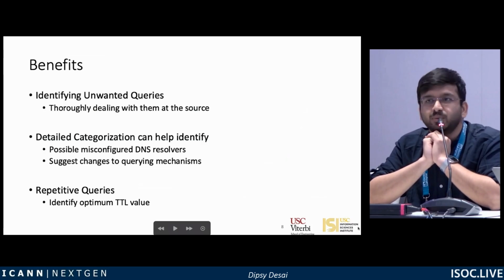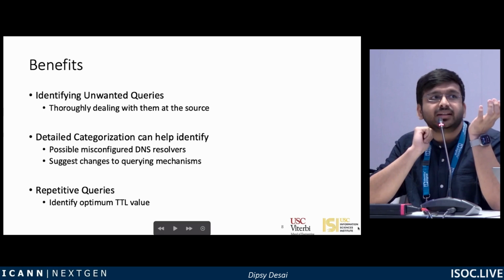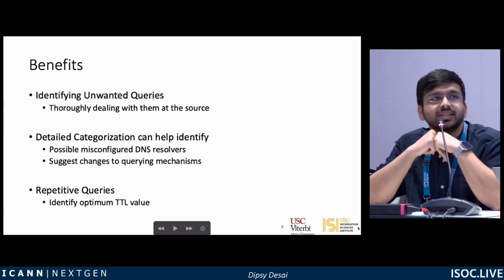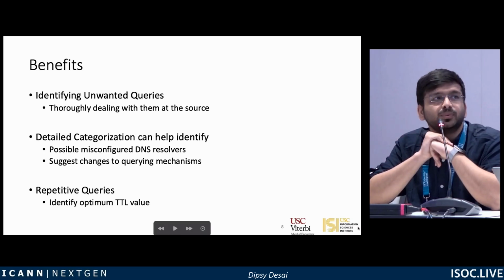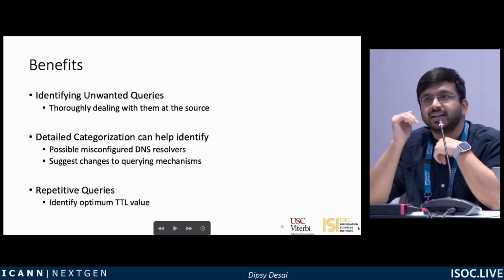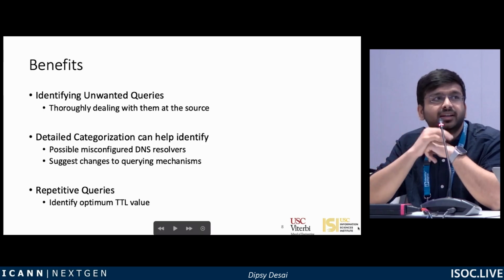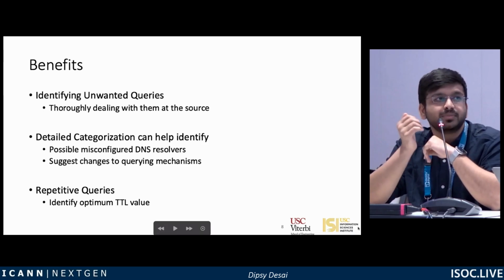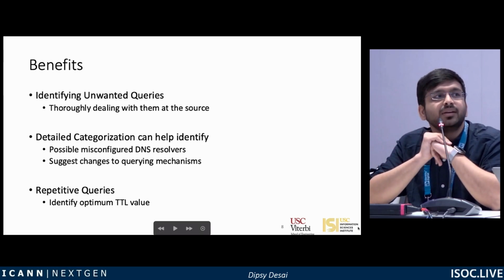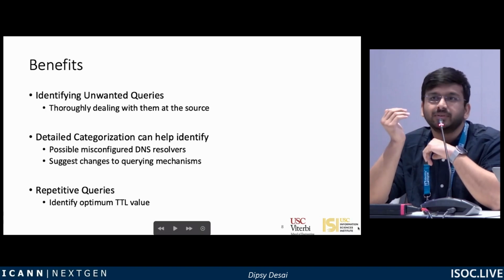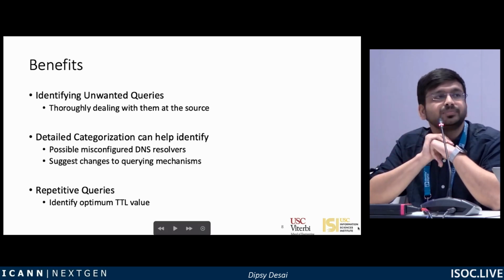What do we want to achieve by this research? Firstly, we want to identify unwanted queries. We have been working on that, and we are trying to find the source of each of such unwanted queries by proposing different categories. By using these categories, we are able to identify possible misconfigured DNS resolvers, and also suggest changes to querying mechanisms at different entities in the hierarchy. For repetitive queries, we are currently working on finding an optimum TTL value, which we think is definitely going to be lesser than what is recommended by the TLD operators as of today.